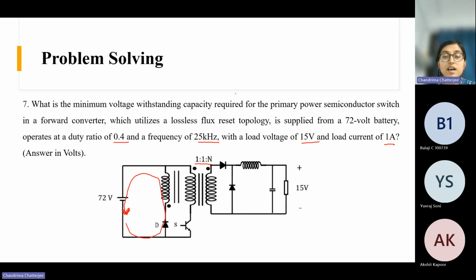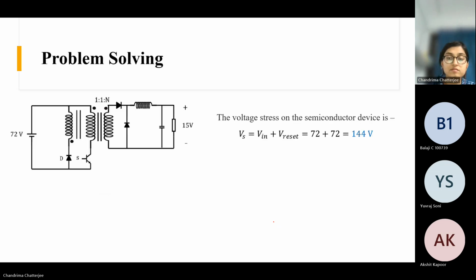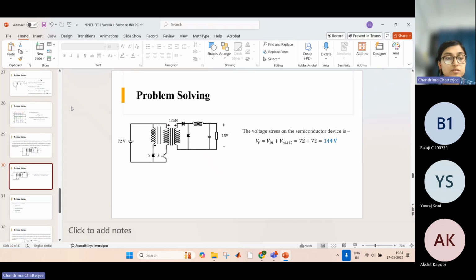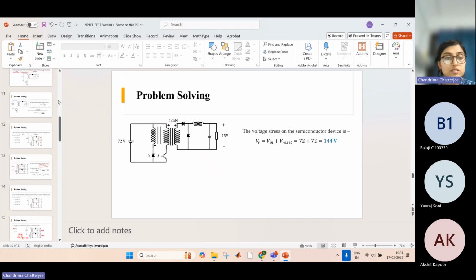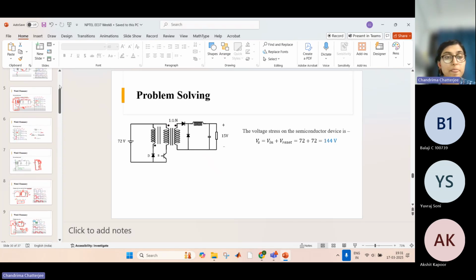So what they are asking is what should be the voltage withstanding capability of this power semiconductor switch, meaning this switch. Okay, let's see. So this is straightforward. I will just show you the waveforms, that will be advantageous. Just a moment.